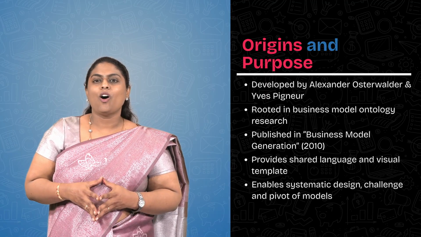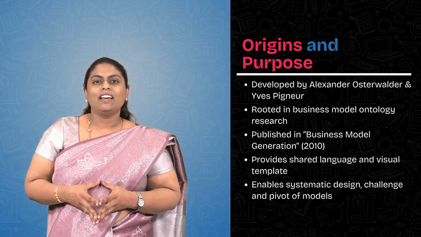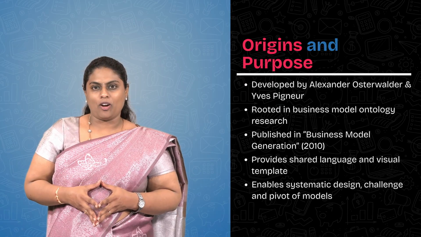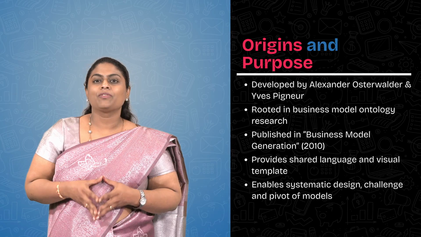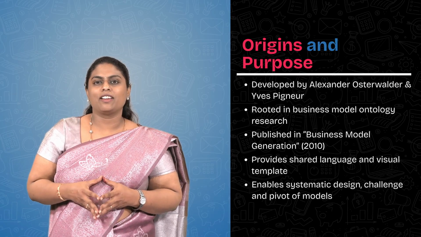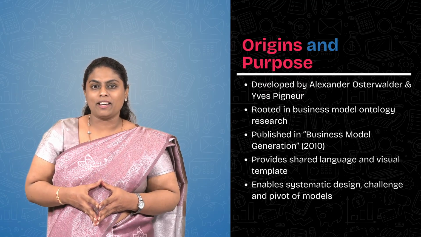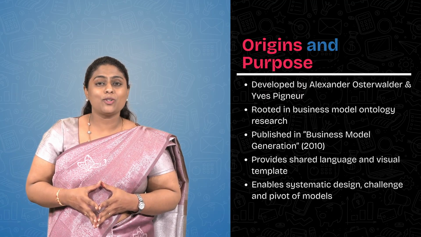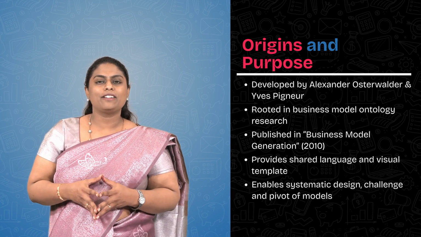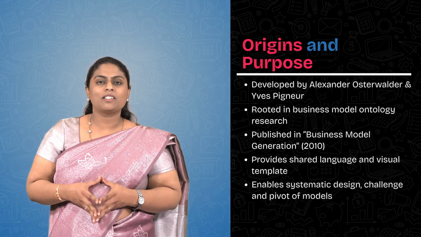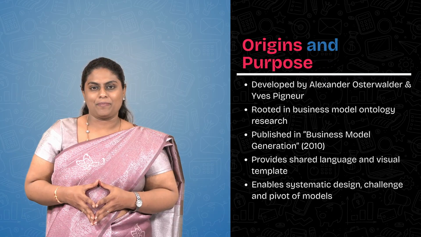The canvas organizes the core elements of a business into 9 interrelated building blocks that together describe the customer's value proposition, infrastructure, and financial viability. Because all of these blocks appear on a single page, the tool encourages holistic thinking and supports collaborative workshops where multidisciplinary teams co-create and refine the model in real time.